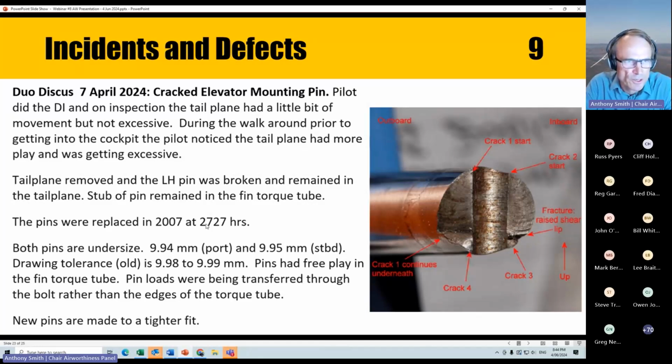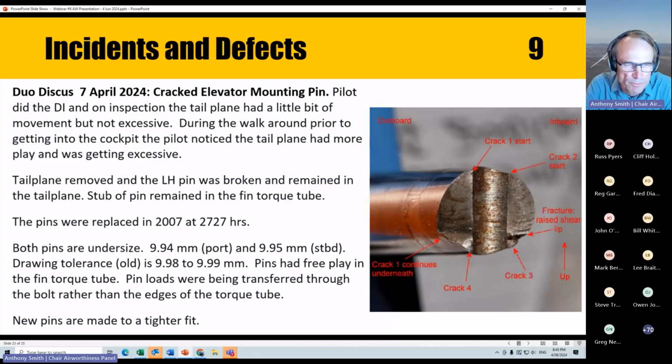April 7th, a Geodiscus, a cracked elevator mounting pin. The pilot did the daily inspection and found that there was a little bit of free play in the trailing edge of the elevator, but it wasn't excessive. However, when he did the walk around prior to getting into the cockpit, he noticed that the tailplane had more play and was getting to what he considered excessive.